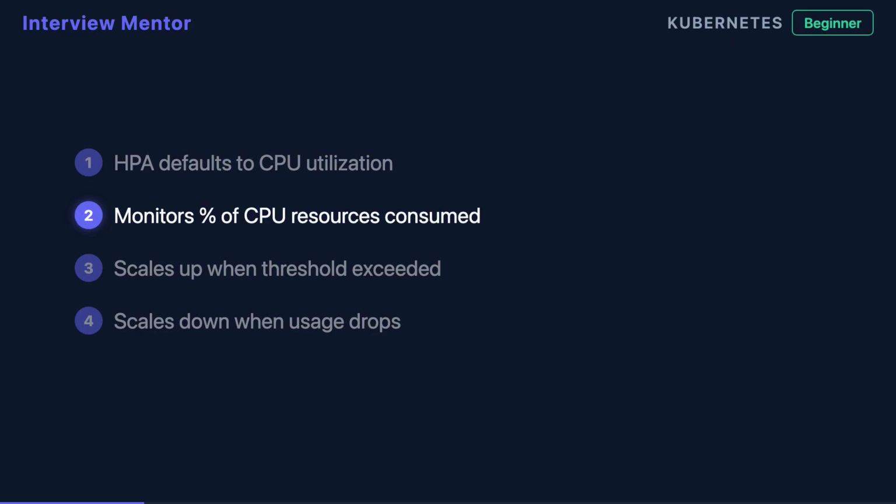When pods exceed the target threshold, HPA scales up. When they drop below, it scales down. CPU is chosen because it's universally measurable and reflects workload intensity.